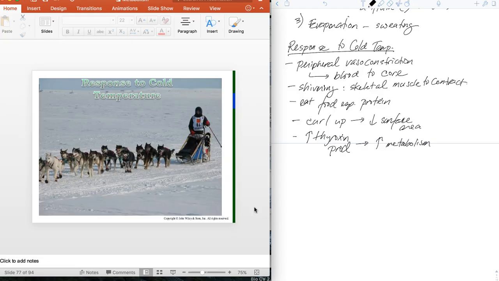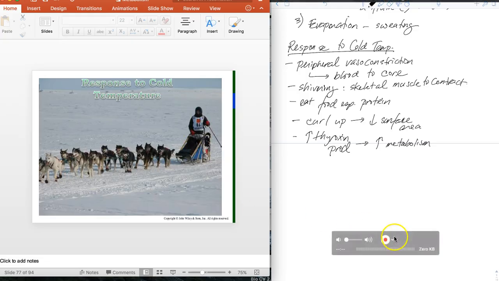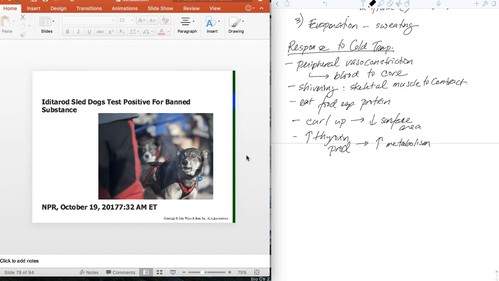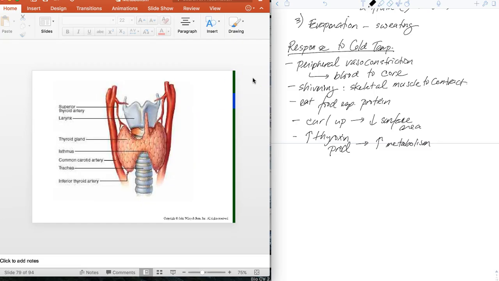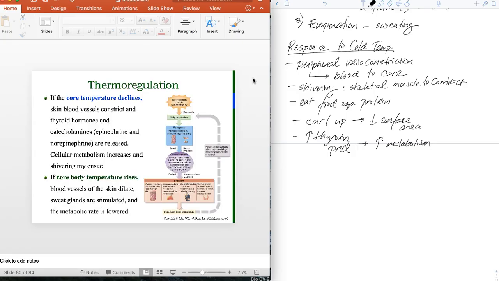I think that famous swimmer, Michael Phelps, was eating around 10,000 calories to maintain his body weight because of his intense exercises, and his metabolism was crazy high. Amazing. All right, next. Oh, and by the way, just last year, believe it or not, they're using some banned substance to win the race. Just poor dogs. So there's the thyroid gland that's found in the mediastinum wrapping around the trachea.